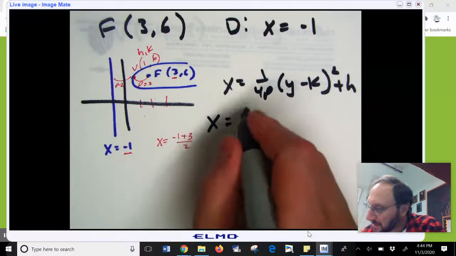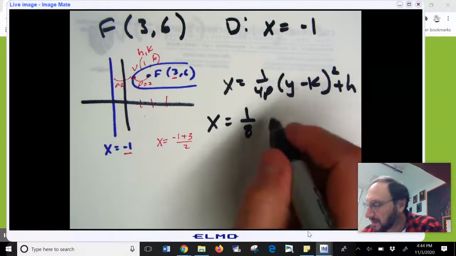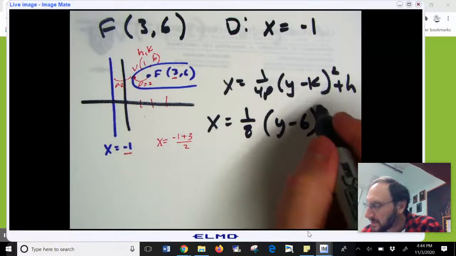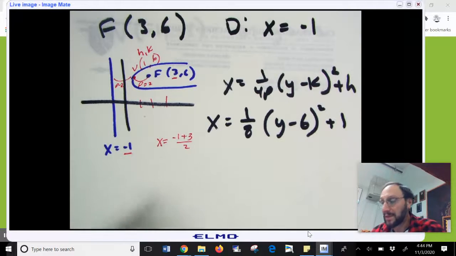So plugging things in, I get 1 over 4 times 2. 4 times 2 is 8, obviously. And we have (y minus 6), that's the k value, squared, plus h, which is the 1. And that's it.